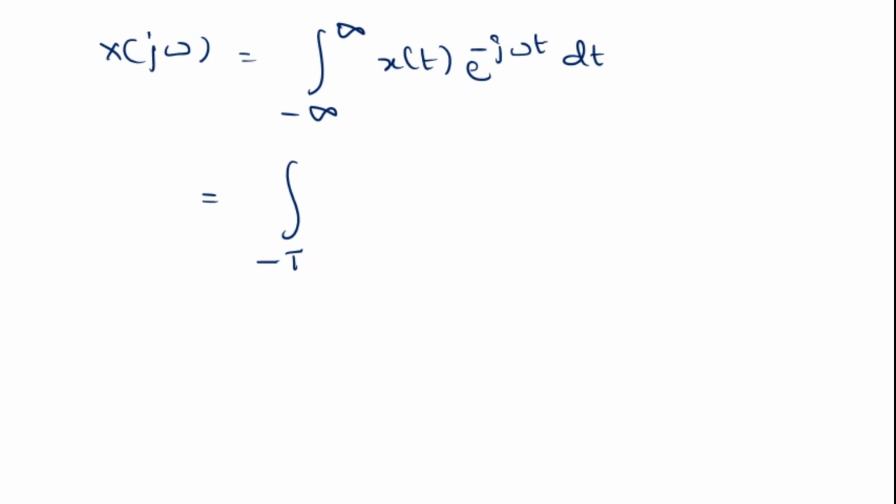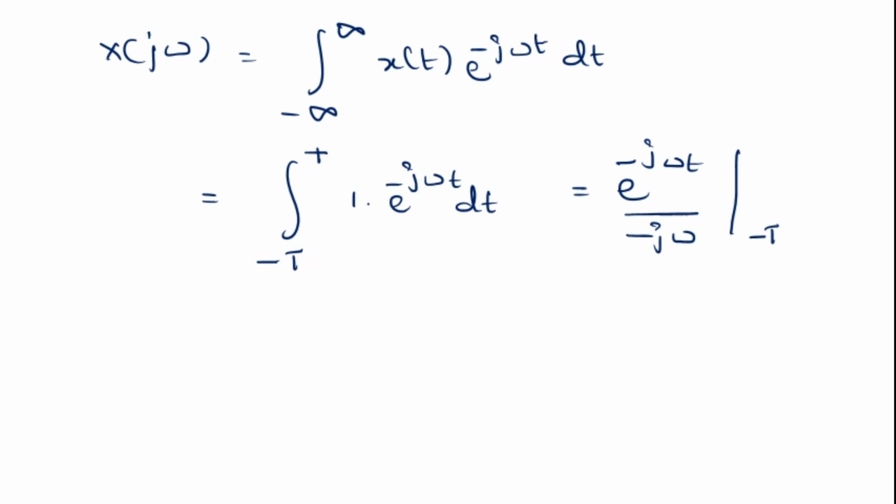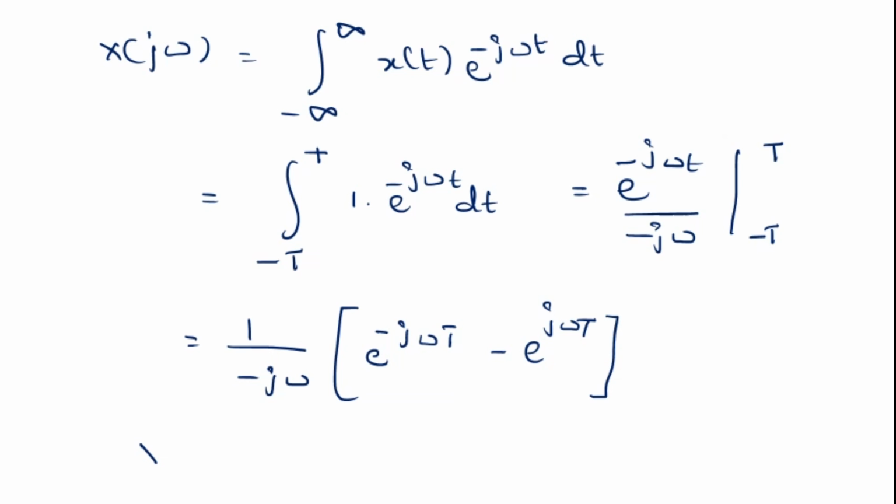Then x of j omega is equal to integration minus infinity to infinity x of t into e power minus j omega t into dt, which is equal to integration minus T to T 1 into e power minus j omega t into dt, which is equal to e power minus j omega t divided by minus j omega, varies from minus T to plus T, which is equal to 1 divided by minus j omega into e power minus j omega T minus e power j omega T, or x of j omega is equal to 2 sine omega T divided by omega.